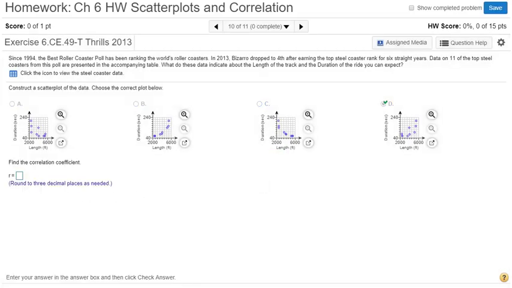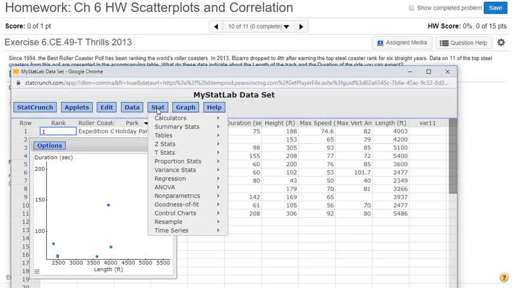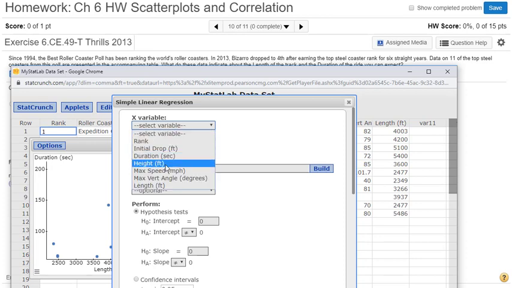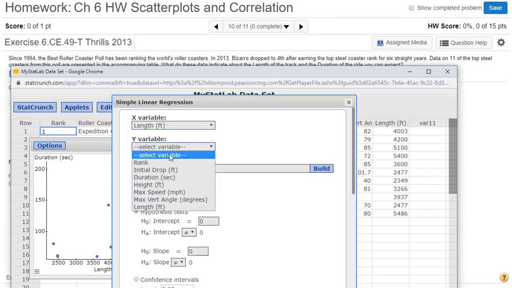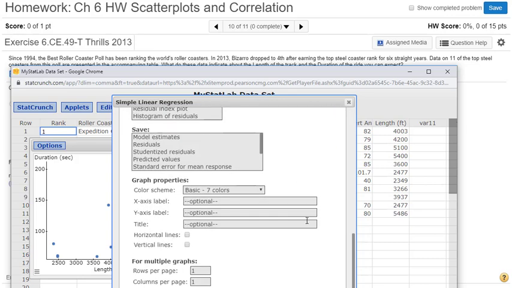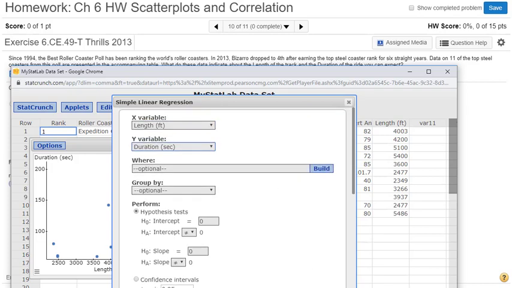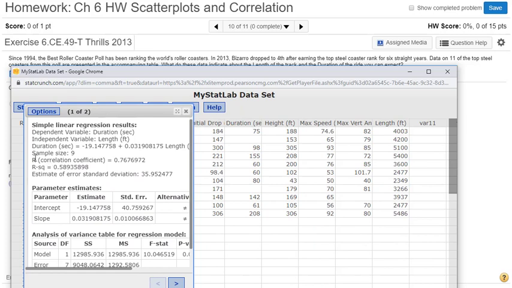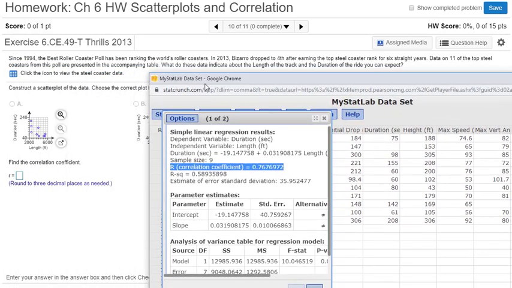Now we need to find the correlation coefficient. So I need to run a regression, so go to Stat, Regression, and Simple Linear. We had x as the length and y as the duration, and just keep all the defaults. All we're looking at here is the correlation coefficient, 0.768. Round to 3 decimal places, 0.768.